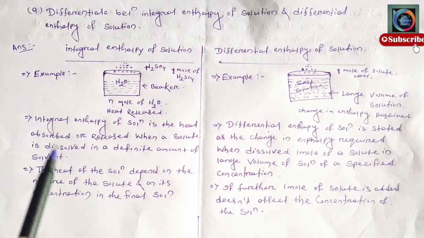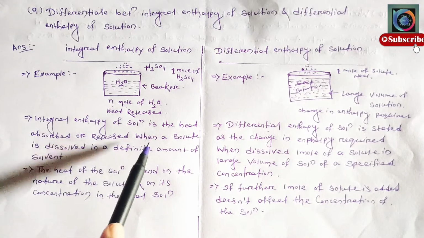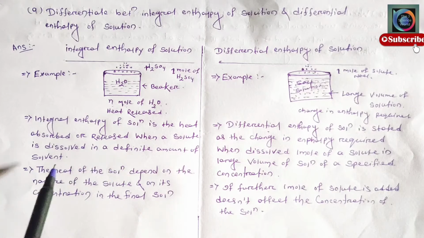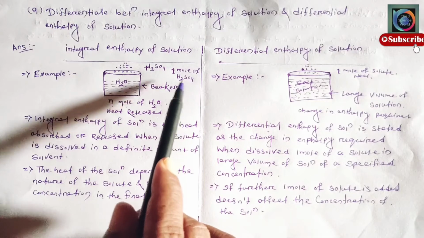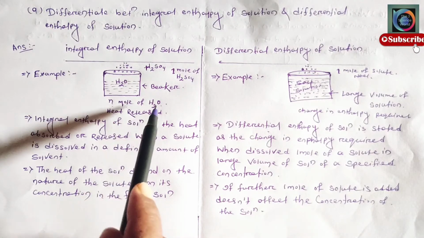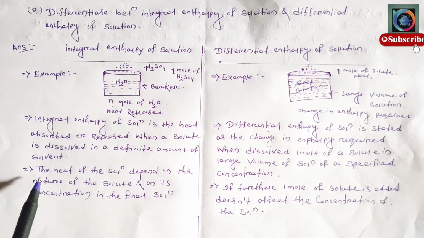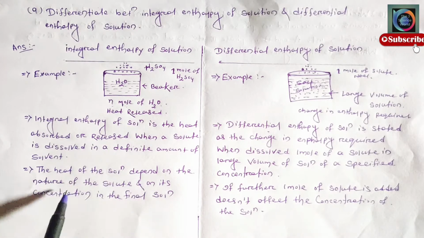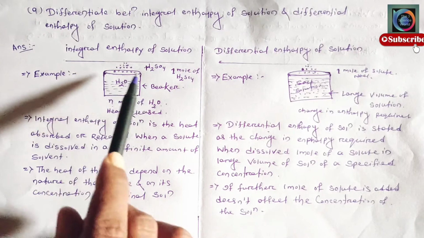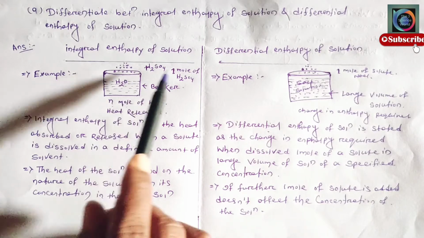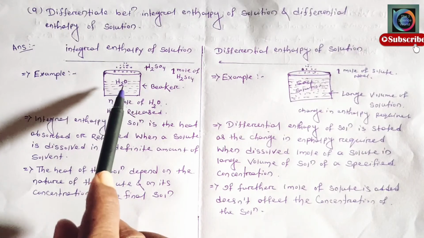If we express its definition, we write like this: integral enthalpy of solution is the heat absorbed or released when a solute is dissolved in a definite amount of solvent. In this particular case, we dissolve H2SO4, that is 1 mole of H2SO4 in n mole of H2O that the beaker contains. Well, the heat of the solution depends on the nature of the solute and on its concentration in the final solution. How much heat is released depends on the nature of the solute and the concentration of the solute present in that particular solution.